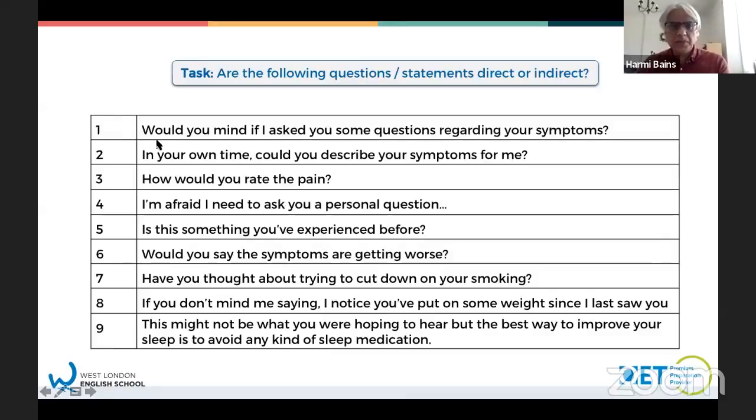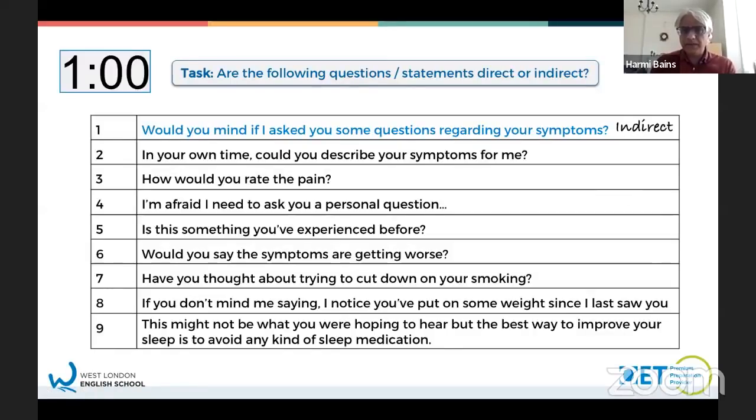If you have a look at number 1, it says, would you mind if I asked you some questions regarding your symptoms? Okay, I think you can see clearly we've got that starter, would you mind if? So yeah, this is an indirect question. Okay, guys, you've got a minute to do this, and the clock is ticking.